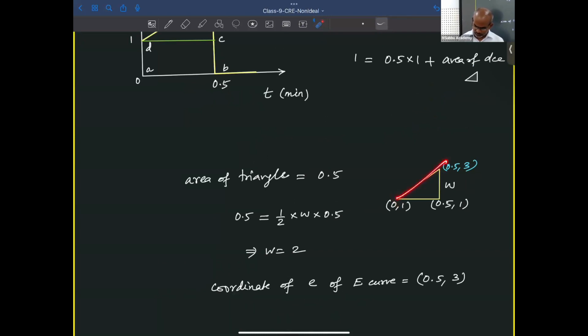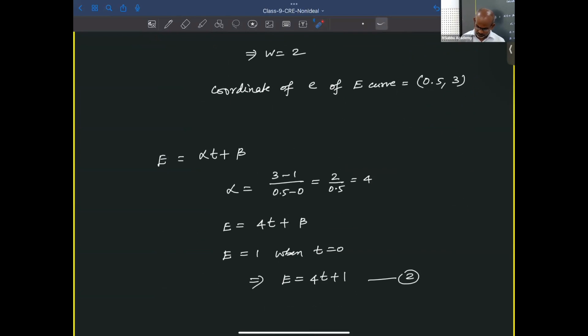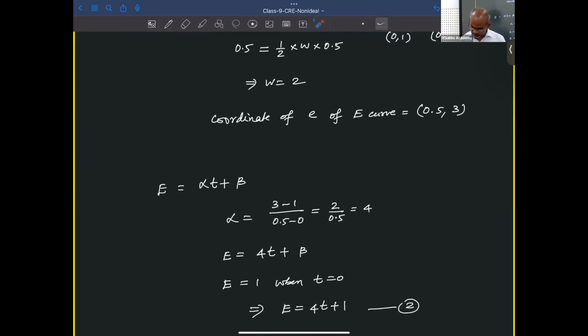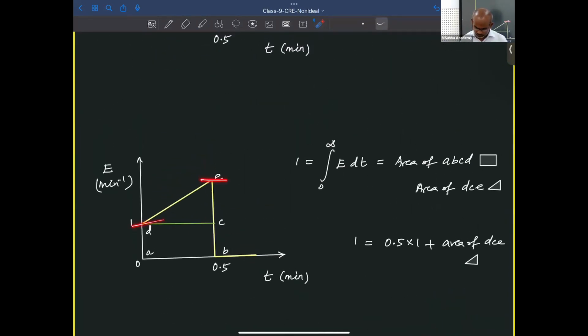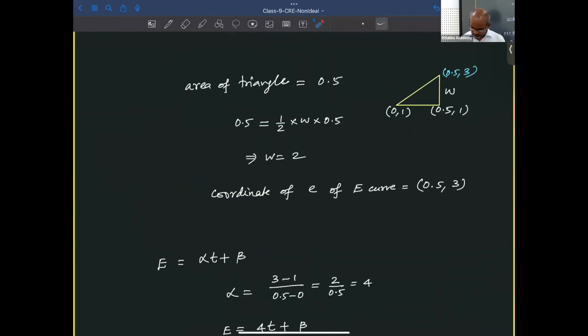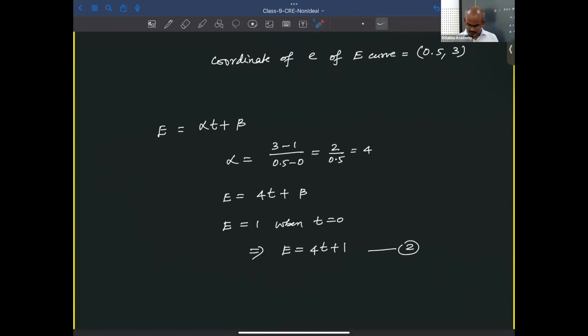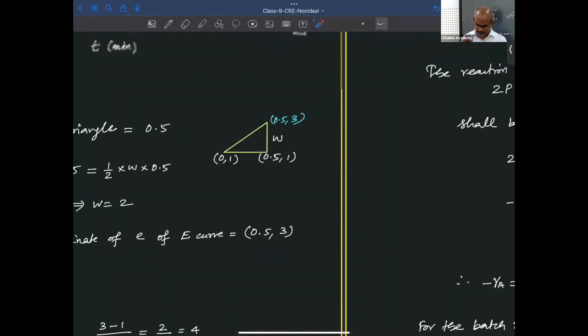For that we can get the equation of the line, E equals alpha T plus beta. Alpha is the slope, which is delta Y by delta X, and the intercept beta you can obtain by substituting any value of E and the corresponding time. From that we get E as 4T plus 1. So E as a function of time is available.